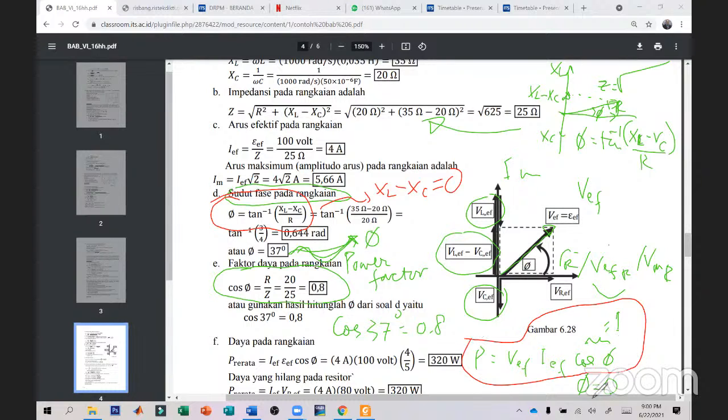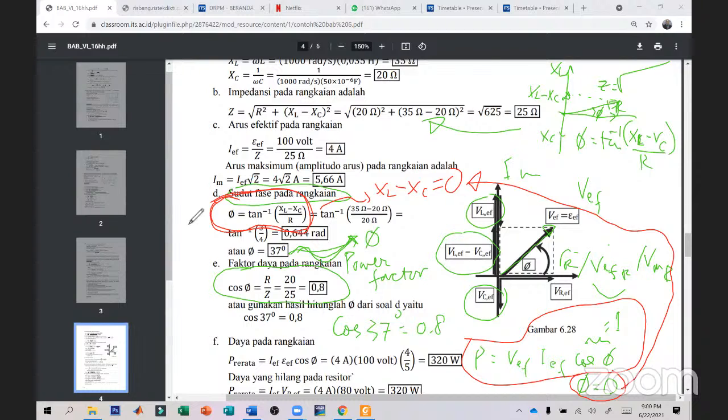Cos phi sama dengan 1 dicapai jika phi-nya 0, karena cos 0 kan 1. Kemudian supaya bisa mencapai cos 0 sama dengan 1, XL min XC harus 0 berdasarkan kesamaan ini. Ya. XL minus XC must be 0 to reach phi equals 0.